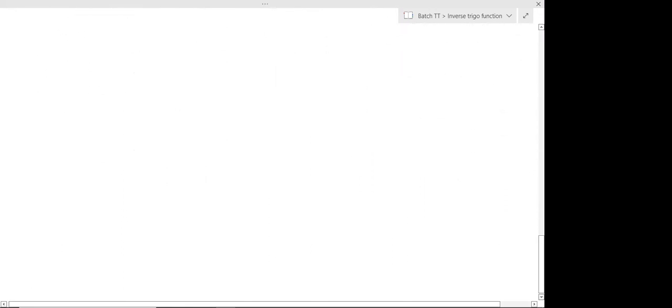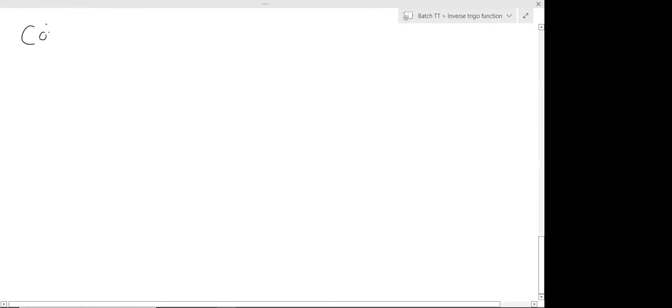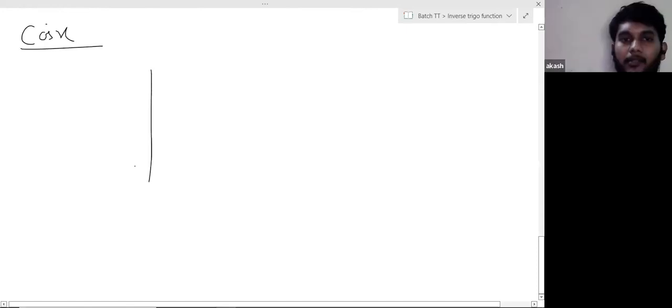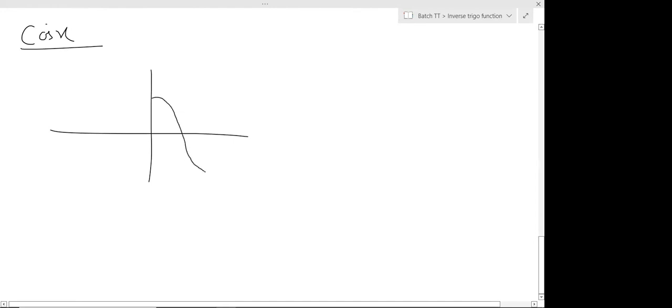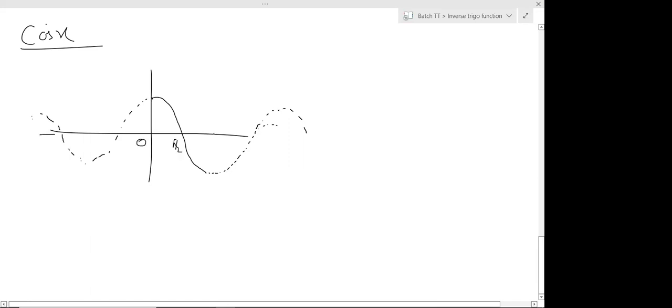Now let's draw cos x. This is absolutely crystal clear, right? Yeah, very clear. Cos x. So the cos x graph we can draw till this and this. Let me draw in dots. This is the graph of cos x, right? Just the same as sin x, but the values change. Correct.